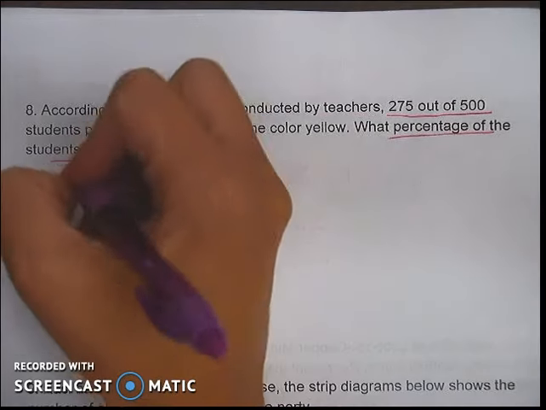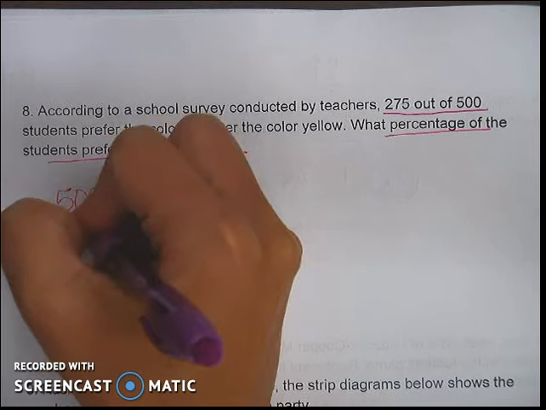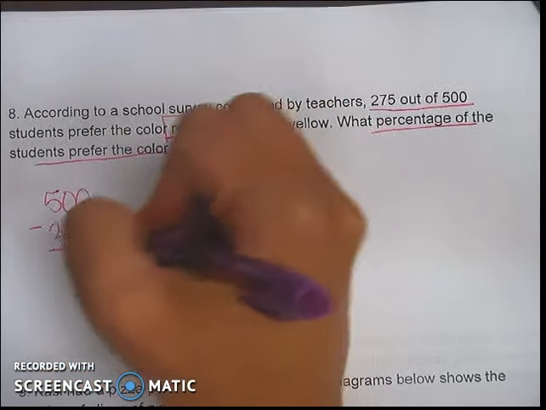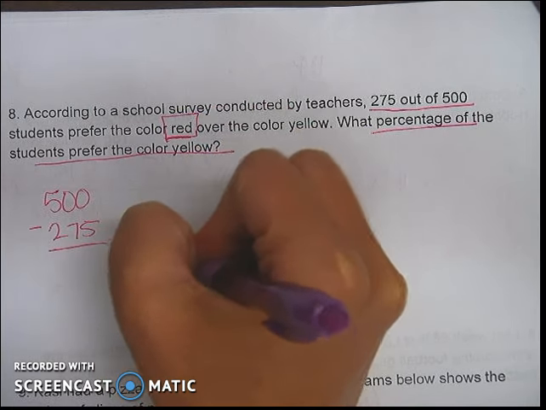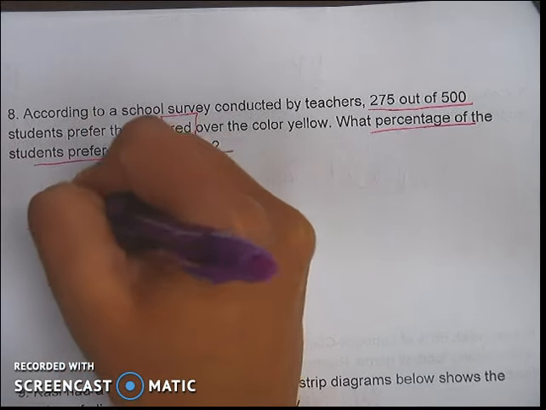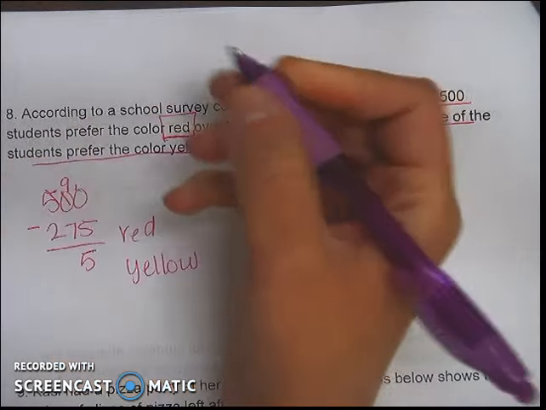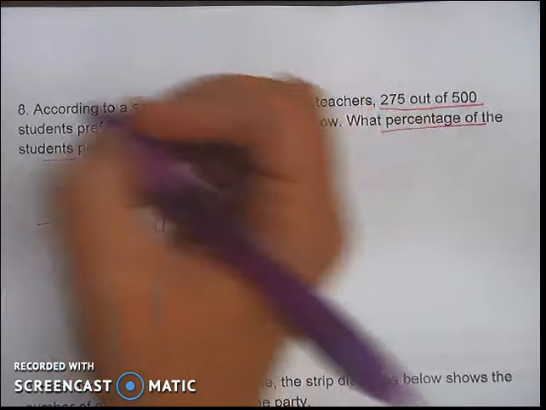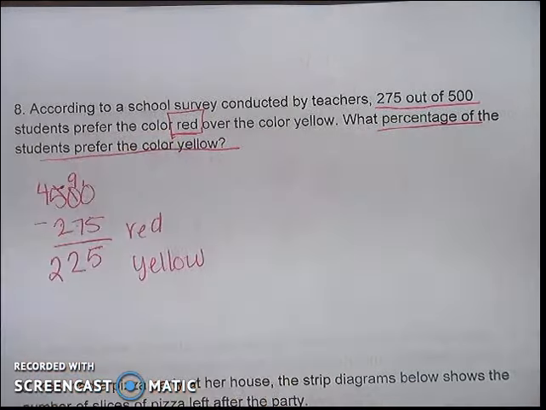Okay, so you know that there's 500 people. 275 prefer red. So that means my answer is going to give me yellow. Okay, so let's subtract. 10 minus 5 is 5. This was a 10, now it's a 9. 9 minus 7 is 2. 4 minus 2 is 2.